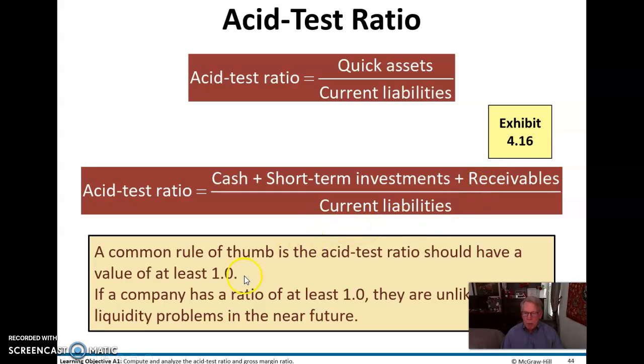The rule of thumb here is around 1. That's if you have a ratio of at least 1, they're pretty much unlikely to face liquidity problems in the near future. And for current ratio, usually the rule of thumb is 3. Current ratio is 3 to 1.